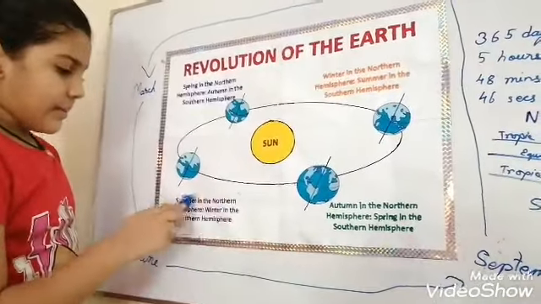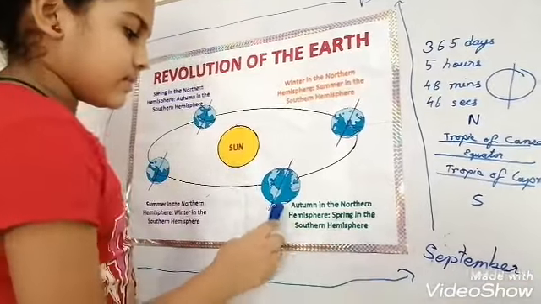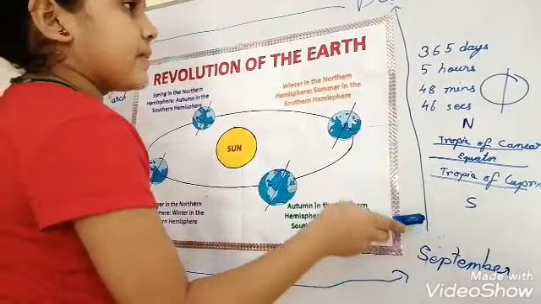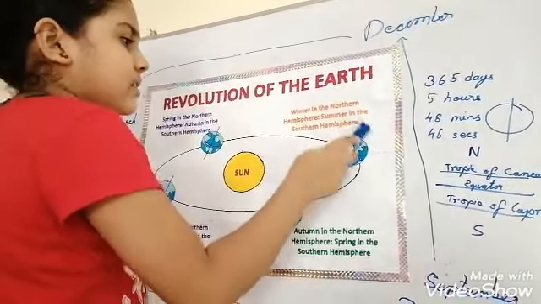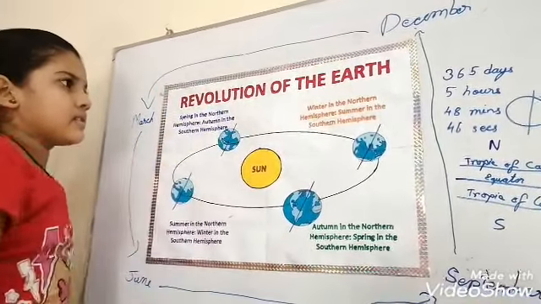Revise. Here it is. When June comes, it is summer in the northern hemisphere and winter in the southern hemisphere. When September comes, it is autumn in the northern hemisphere and spring in the southern hemisphere. In December, there is winter in the northern hemisphere and summer in the southern hemisphere. Then in March, spring in the northern hemisphere and autumn in the southern hemisphere.